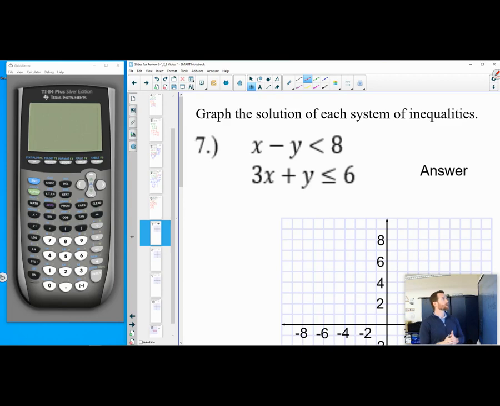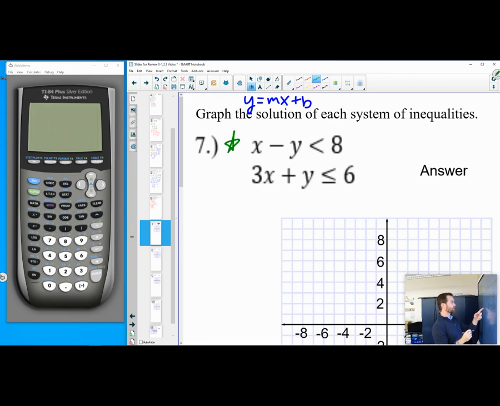Let's take a look at number 7. So number 7, we've got to graph the solution of each system of inequality. So here we actually have to graph. First thing we need to figure out is, are we dealing with lines or are we dealing with V's? Both of these are going to be lines because they're not absolute value, which means we're going to use y equals mx plus b, slope-intercept form, for both. At least that's how I'm going to do it.